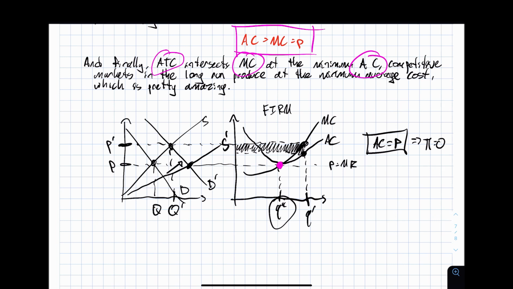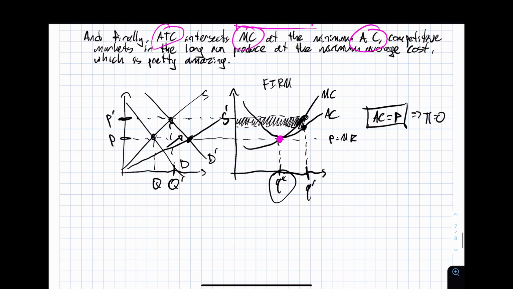What that's saying is we're picking anywhere on the average cost curve that minimizes how much it costs us to produce per unit, which is actually pretty amazing.